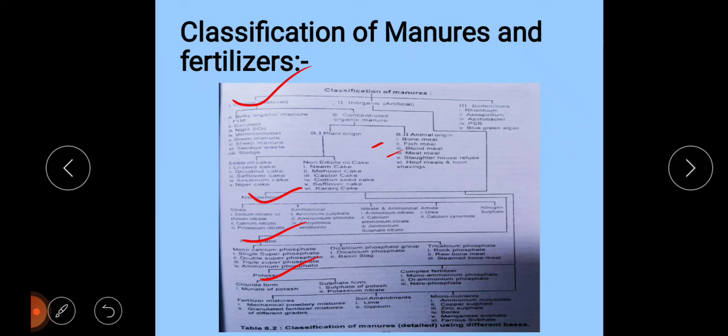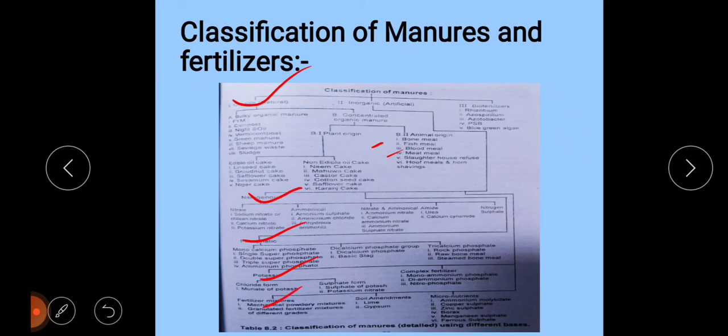Then nitrophosphate is also one of the important sources for complex fertilizers. Two or more fertilizer nutrients are supplied, so we call them complex fertilizers. After complex fertilizers, we discuss fertilizer mixtures, soil amendments, and micronutrients. So this is a very important part.